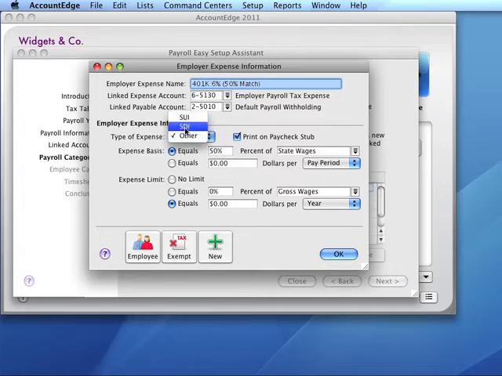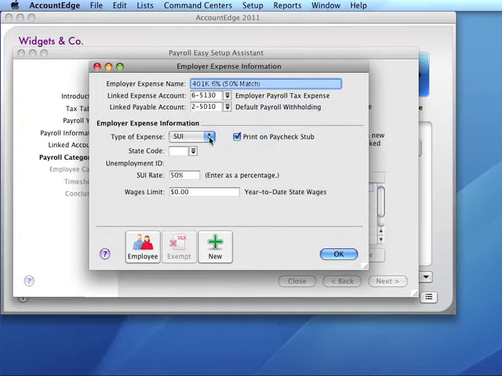When we select SUI or SDI, we'll have to provide the two-letter abbreviation of the state and the state tax ID number, which will become available for edit once we indicate the state. We enter a rate as a percentage of gross. This value is our responsibility since it's company specific. And a cap, which is indicated as a wage limit.